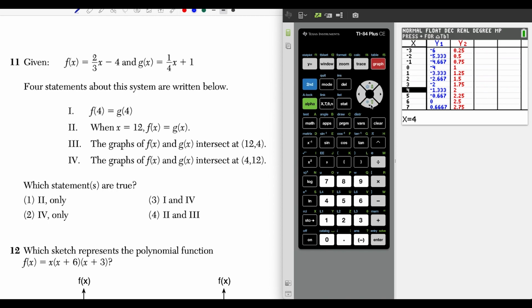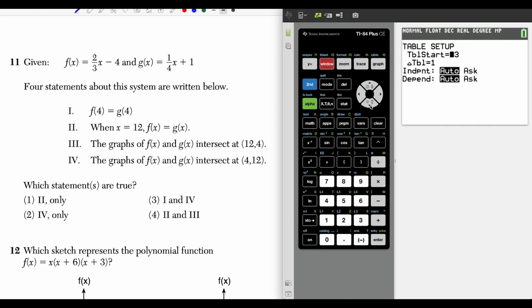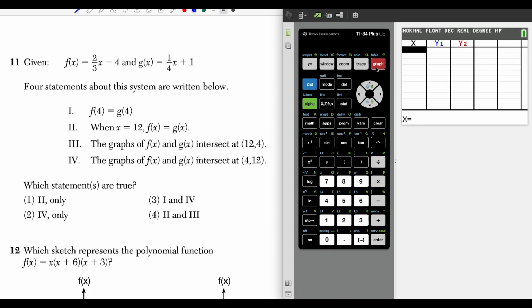So now we go back to the table. And a nice little shortcut to this, if you go ahead and press second window, you could change the independent variable from auto to ask. And then you could just manually type this stuff in if you don't feel like scrolling. So you see here again at x equals 4, there's no match. At x equals 12, you could see here that they do match. So 2 is definitely true.